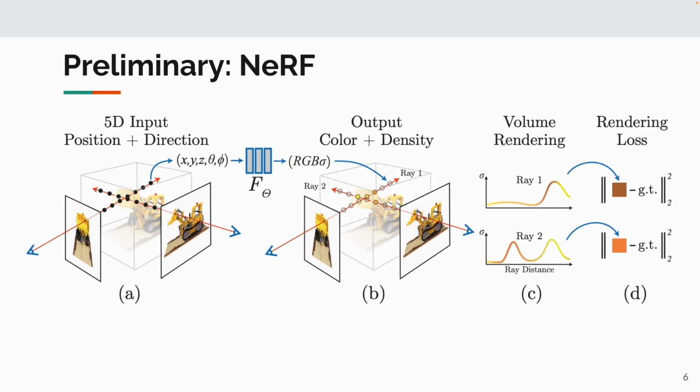To optimize this MLP, we render the whole 2D image by volume rendering and use an L2 loss with the ground truth. The loss propagates to the MLP using the gradient descent method and optimizes this MLP. After training, we can use this MLP to render novel view synthesis with different camera poses.